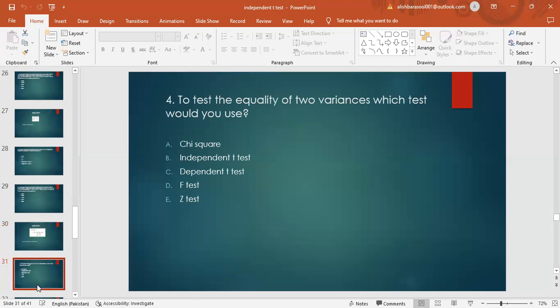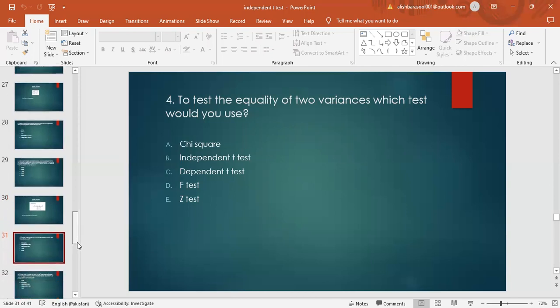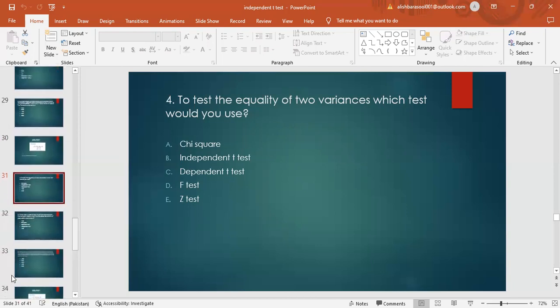To test the equality of two variances, which test would you use? A chi-square, B independent t-test, C dependent t-test, D f-test, or E z-test? B. No, it's f-test, D. It's D, f-test.